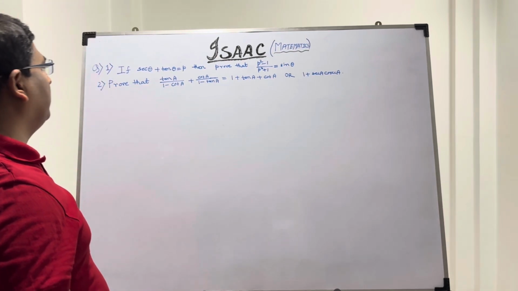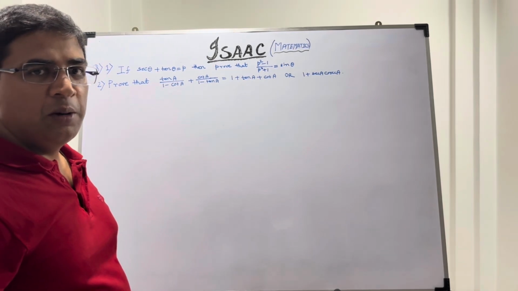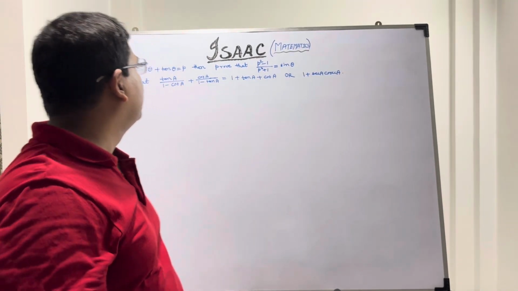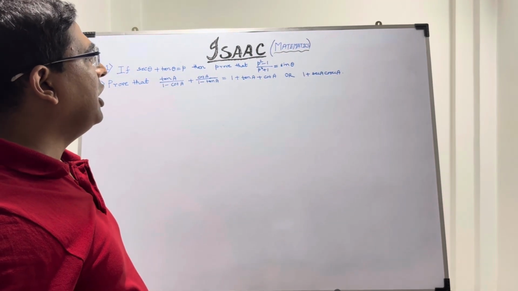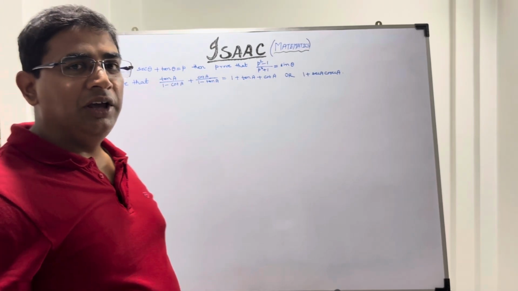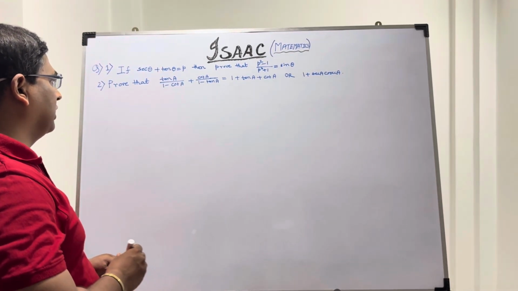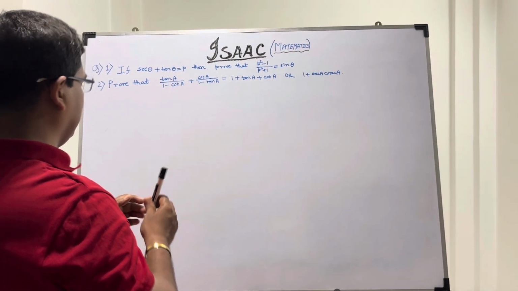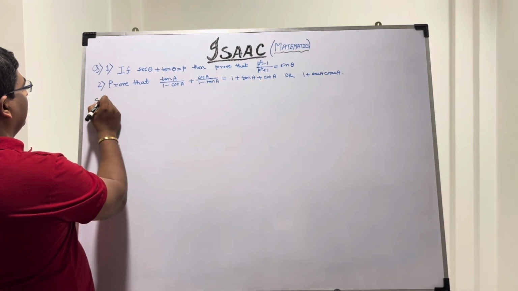And in the second problem, we have to prove that tan a divided by (1 minus cot a) plus cot a divided by (1 minus tan a) is equal to 1 plus tan a plus cot a, or 1 plus sec a into cosec a. Okay, so now follow the class to see how we can solve this kind of trigonometric identity problem. Solution 1.